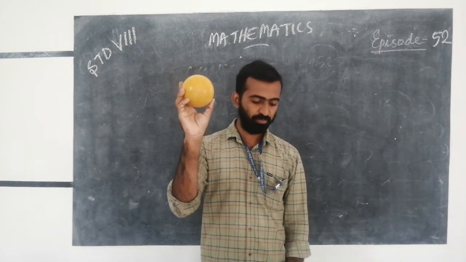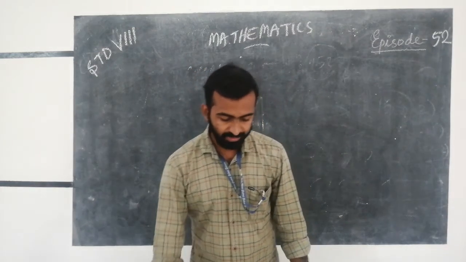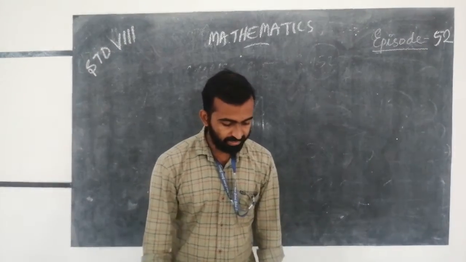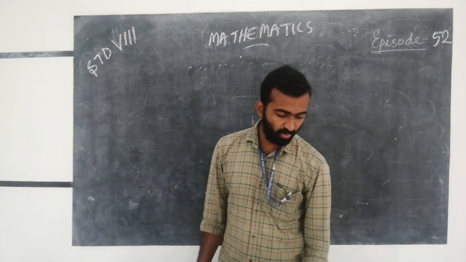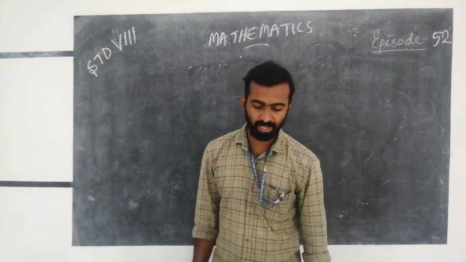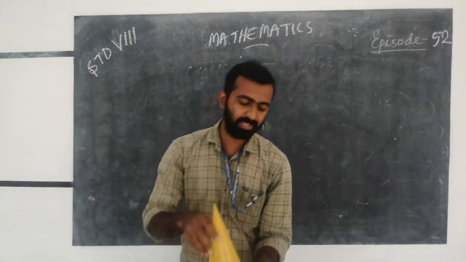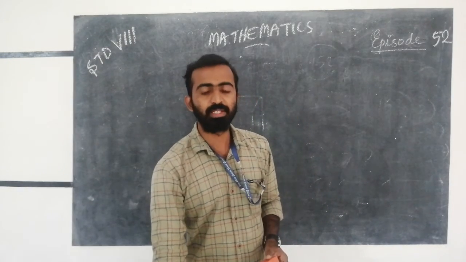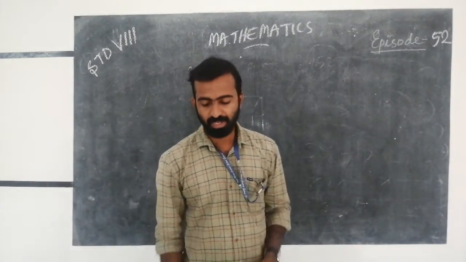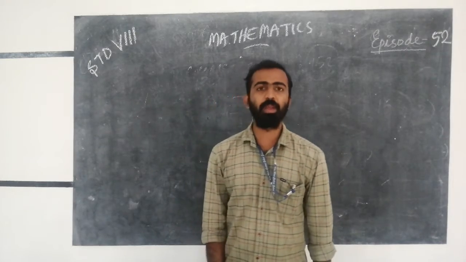And next is a sphere, and next is what we discussed, a cone with a dent. Yes, that is like this. That is a square. Yes, these are the shapes.